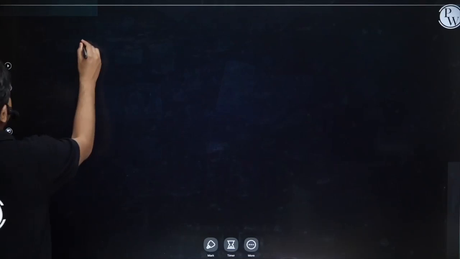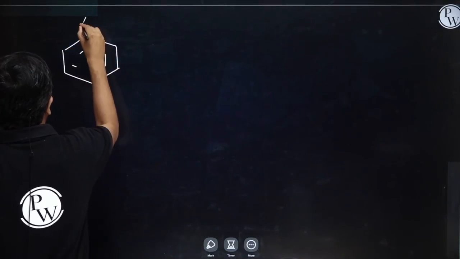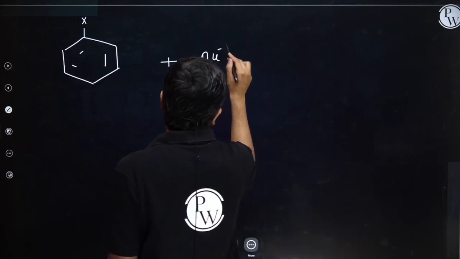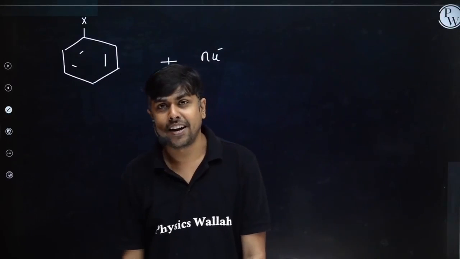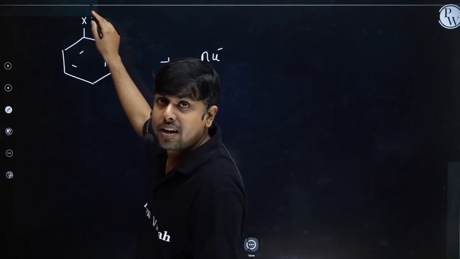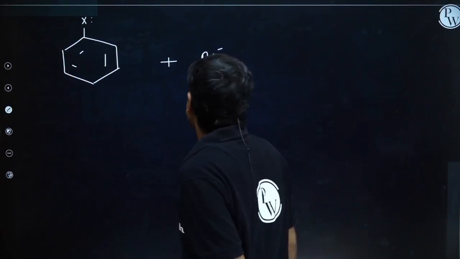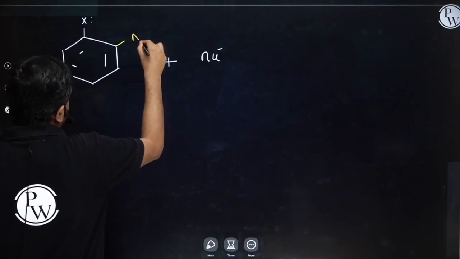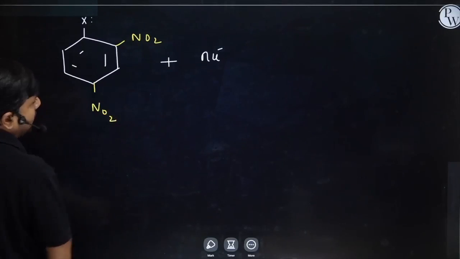SNAE. I am having a halobenzene. This halobenzene is treated with a nucleophile. Student, at normal pressure and temperature, this reaction cannot occur, right? Because halobenzene has a partial double bond character with the benzene, so it won't easily get departed. Am I clear? So student, what we do here, we substitute some electron withdrawing group, NO2 here, NO2 here. What this NO2 will do, we'll see.